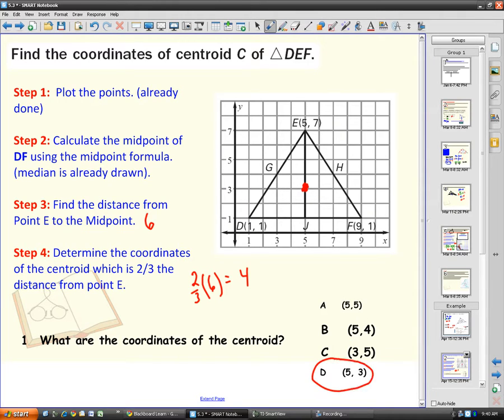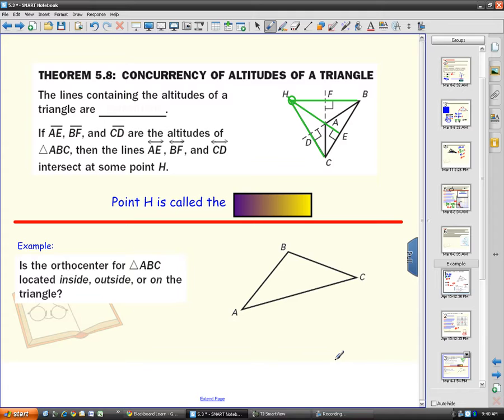Alright, so then we have a new one with altitudes. Now think about what an altitude is. An altitude is the height of something. Think when you're flying in a plane and you hear the altitude of this plane is 30,000 feet or whatever. That means the height from the ground at a 90-degree angle. And that's what we're talking about when we're talking about altitudes of triangles.